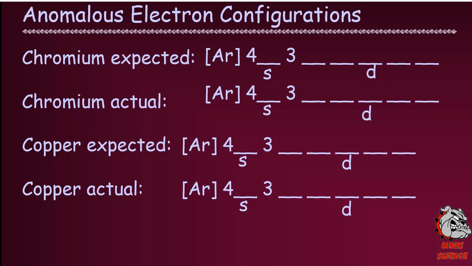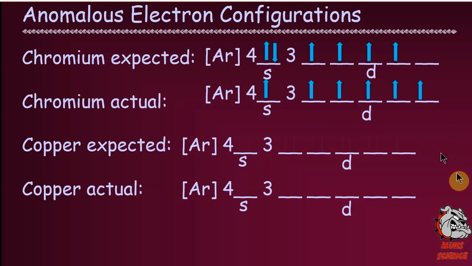When you take a look at chromium's electron configuration and you actually go out and attempt to do it, what you end up getting is something like this. Chromium has 24 electrons, and so the first 18 are taken up by argon, 19, 20, 24. This is what you would predict. This is what you would write. But when you actually measure chromium, what you actually get is this. And if you look at this, I think you can see what's happening. One of the s electrons has been taken to half fill the d orbitals.